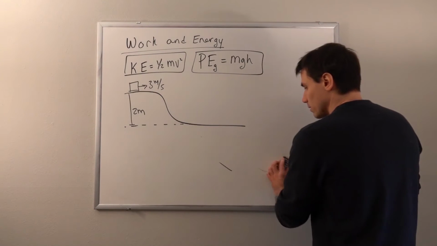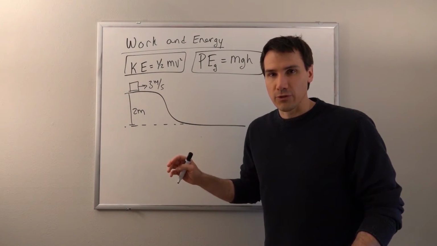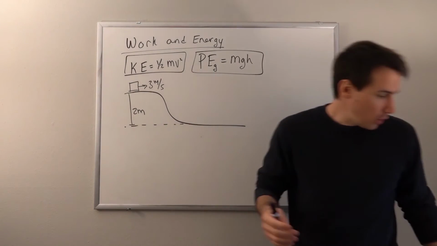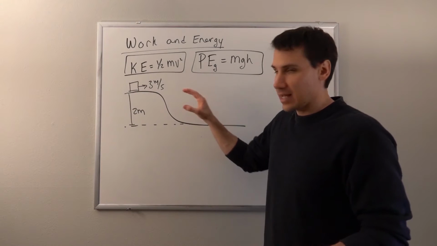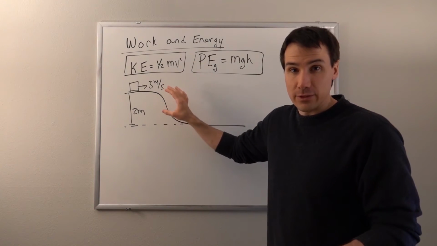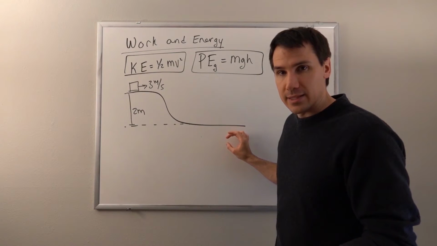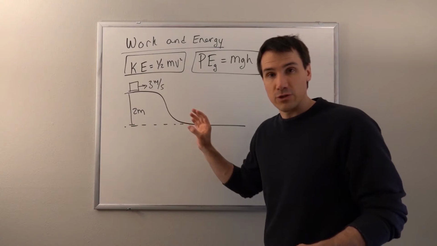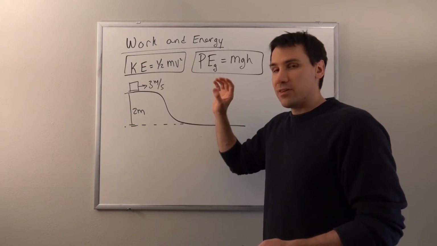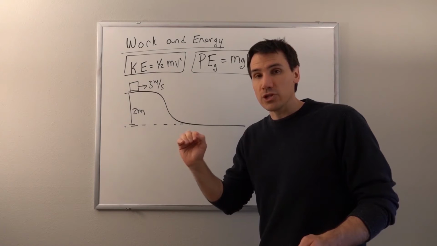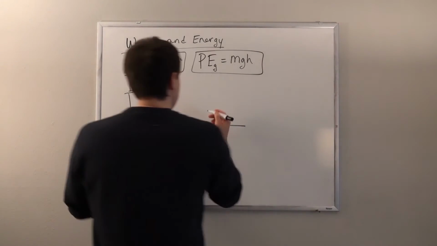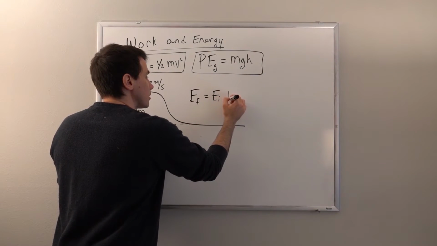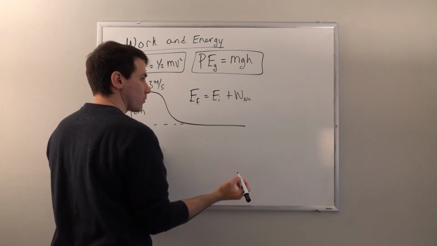But with energy, we don't care what the curve looks like. Because energy is a scalar, it is just a value, all we have to do is be able to assign an energy value to the block as it is moving along. And because there's no friction, there's no pushing, there's no pulling, we know that the block has the same energy at all points. That is, E final equals E initial plus work done by non-conservative forces.